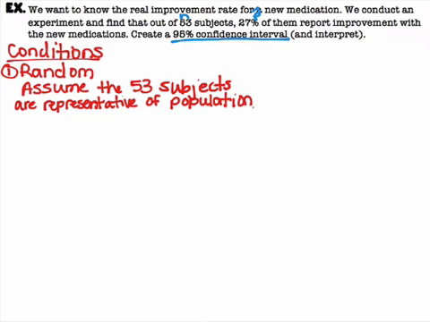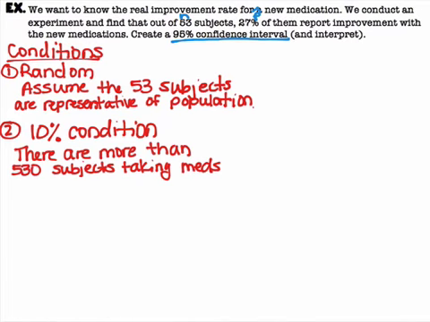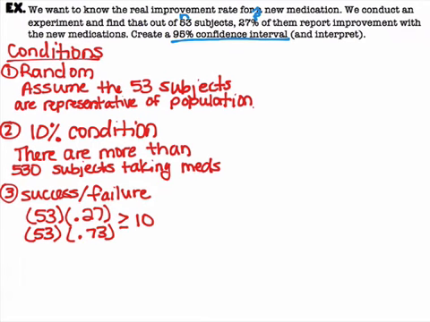I need to check my conditions, so it has to be random. I'm going to assume that the 53 subjects are representative of the population. It has to meet the 10% condition, so there are more than 530 subjects taking meds. And then the success failure condition: n times p hat and n times 1 minus p hat both have to be greater than or equal to 10, which they are.